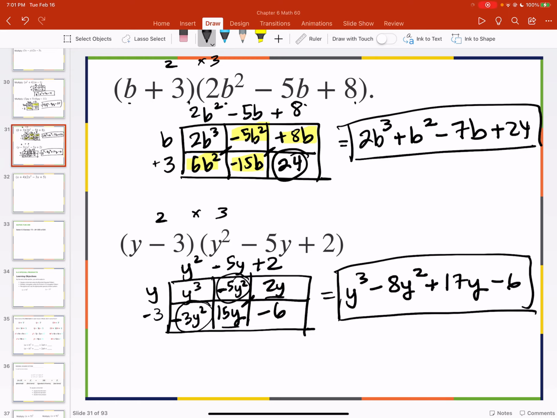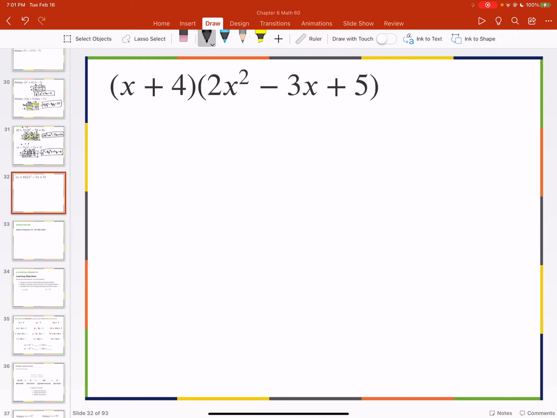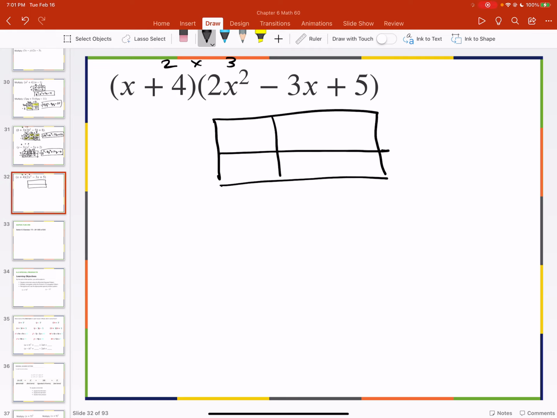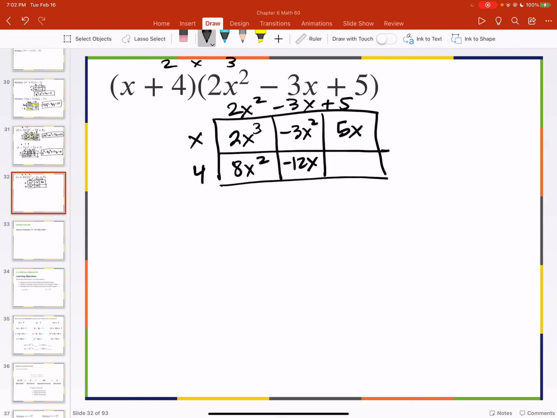Okay, one more for fun. We have a 2 by 3 again. So we would go like this here. 1, 2, 3. Okay, so we have x plus 4, 2x squared minus 3x plus 5. And let's fill in the squares here. We have 2x cubed, 8x squared, negative 3x squared. Right, 5 times x is 5x. Negative 3x times 4 is negative 12x. 5 times 4 is 20.